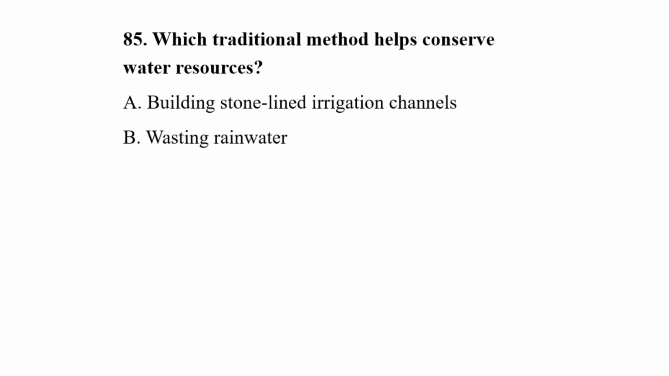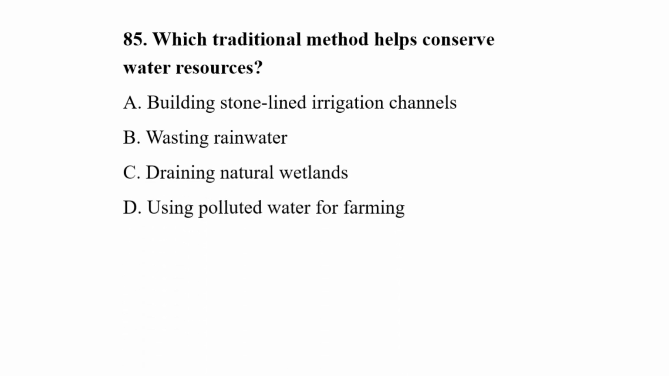Question number 85. Which traditional method helps conserve water resources? A. Building stone-lined irrigation channels. B. Wasting rainwater. C. Draining natural wetlands. D. Using polluted water for farming.